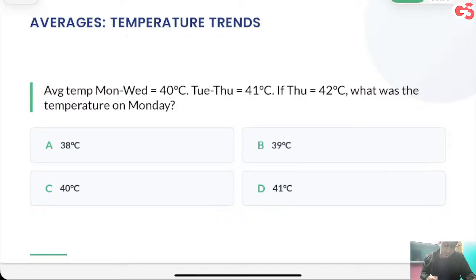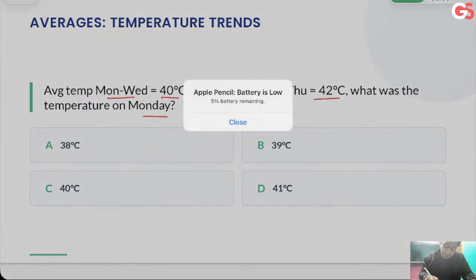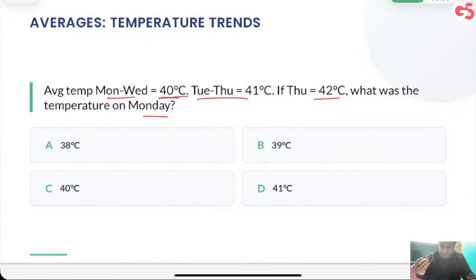Average temperature Monday to Wednesday is 40 degree. Tuesday to Thursday is 41 degree. Thursday is 42. What is temperature on Monday? Monday to Wednesday. So Monday to Wednesday, its average is 40. So Monday का M मान लेते हैं, Tuesday का T, Wednesday का W. 120.